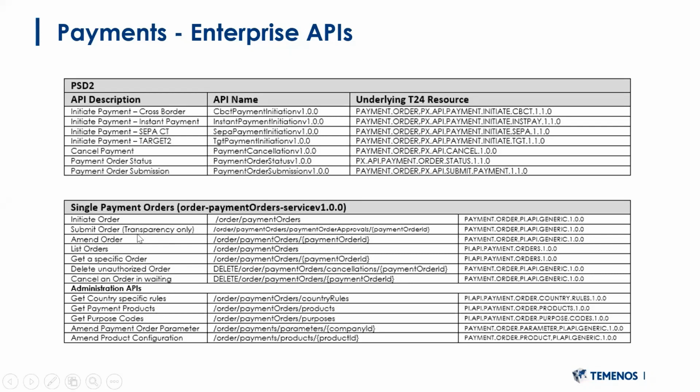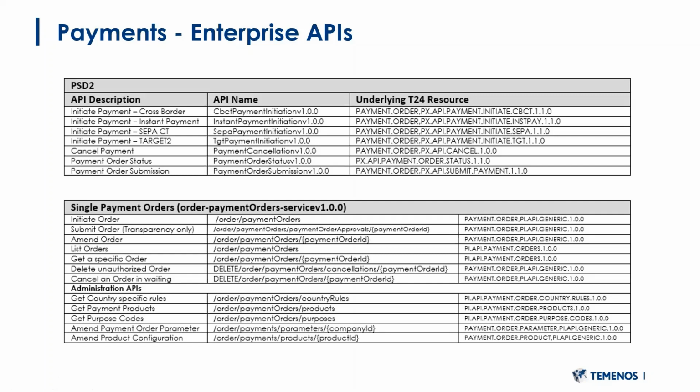But if you're actually looking just for a channel integration, then you can look at these APIs, which are purely enterprise APIs. You can see a whole lot of them: initiate, submit, amend, list the orders, get a specific order, and so on. Then there are administration APIs.